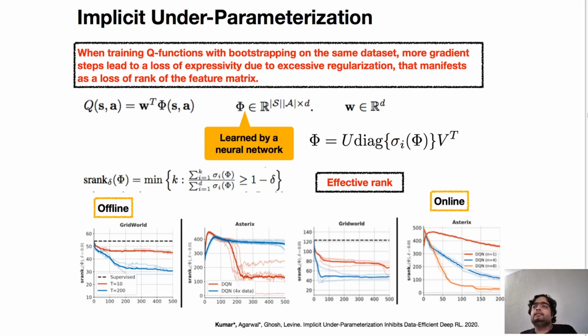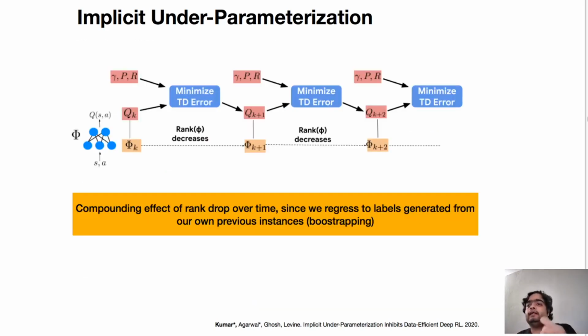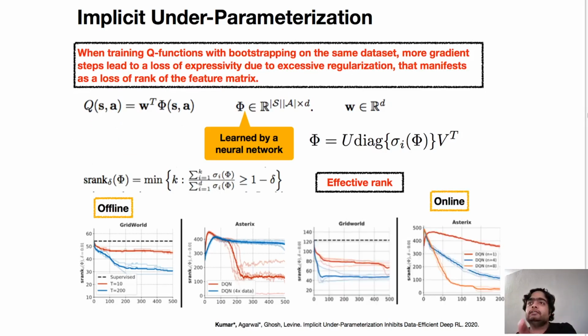So what that means is, due to this excessive compounding effect of gradient descent regularization over time, which happens because you are regressing to your own previous instances, because you're doing bootstrapping, you might end up seeing a solution that has very low expressivity, because it is using only a few components of its feature representation, and that can potentially be a bad solution, as we'll see. So that's the notion of implicit underparameterization. And I'm happy to go over this in the class again if this is unclear from this video.